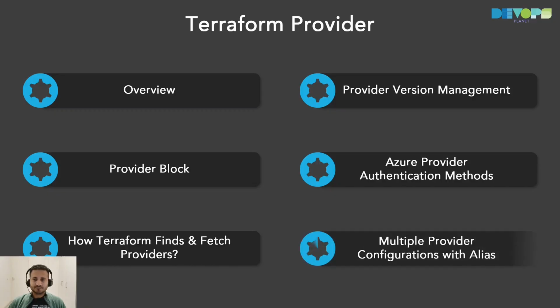We'll also see how we can configure multiple providers. For example, if I want to deploy resources in Azure and AWS together from the same configuration file, how can I do it? Or if I want to deploy resources in multiple subscriptions, how can I use multiple providers at the same time? We'll see how it works with examples. This is what we are going to talk about in this section.